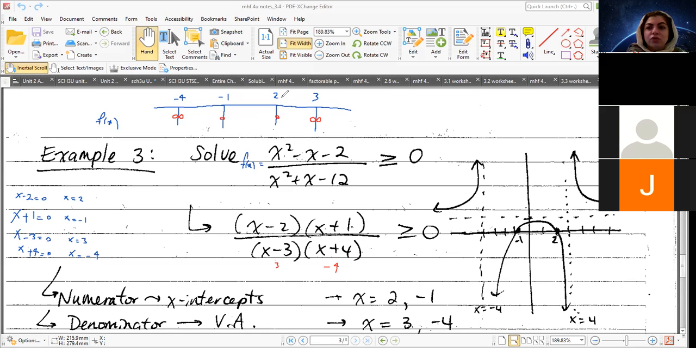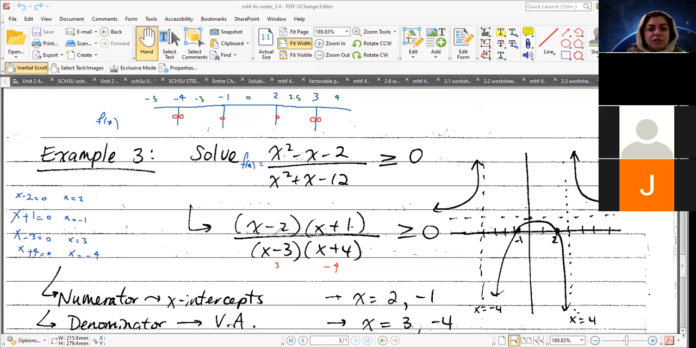Between -1 and 2, you can choose any number, like 0. Between 2 and 3, you can choose any number, like 2.5. Above 3, you can choose any number, like 4. Between -4 and -1, let's say I choose -3. Below -4, you can choose -5.